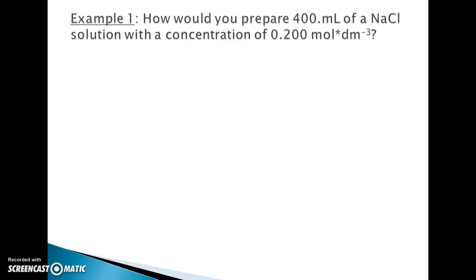Okay, so try this problem. It's asking how you'd prepare 400 milliliters of a sodium chloride solution with a concentration of 0.2 moles per decimeter to the -3. Okay? So take a minute and think about this problem, see if you can solve it, and then we'll go over it.